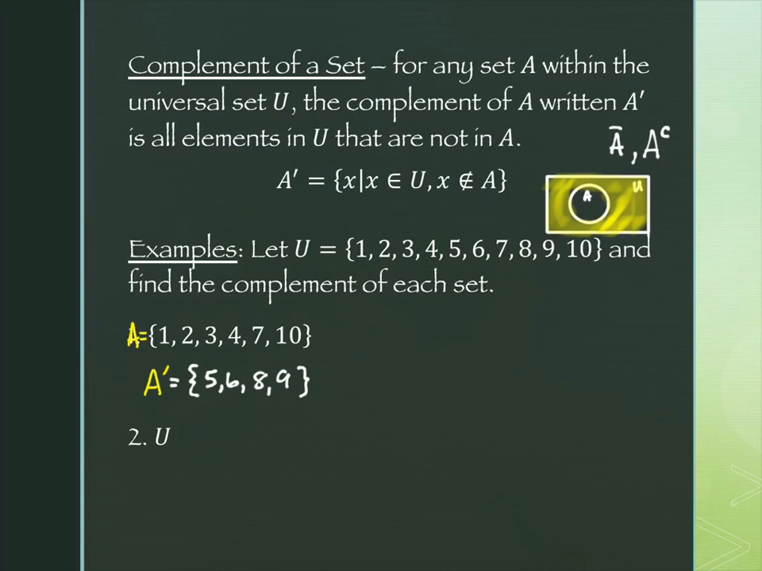So very literally, what this is saying is I want the complement of the set of numbers 1, 2, 3, 4, 5, 6, 7, 8, 9, and 10. So I want everything within the numbers 1, 2, 3, 4, 5, 6, 7, 8, 9, and 10 that is not 1, 2, 3, 4, 5, 6, 7, 8, 9, and 10. And what would that be? Nothing.